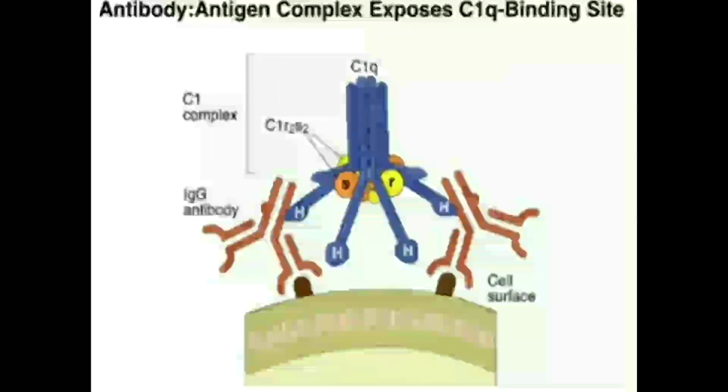And this Fc loop is the binding site for the C1 protein, which is the first complement protein in the cascade. This C1 protein consists of three regions, as you can see: C1q, C1r and C1s. Basically, two subunits of C1r and two subunits of C1s.